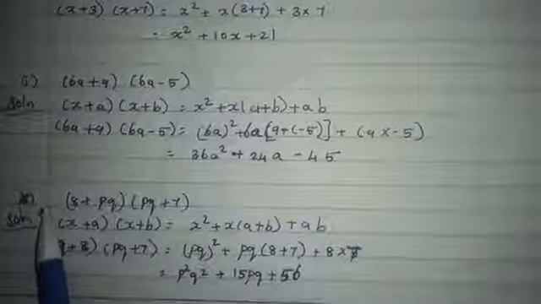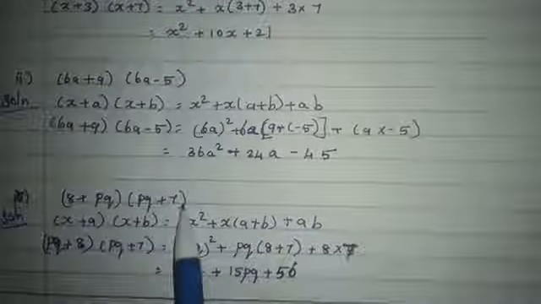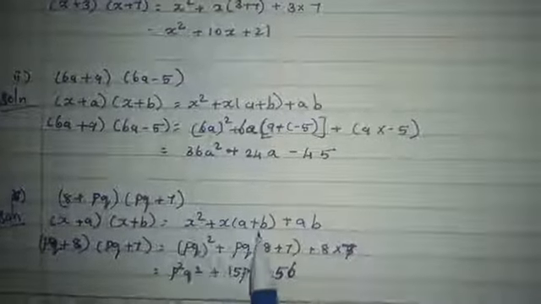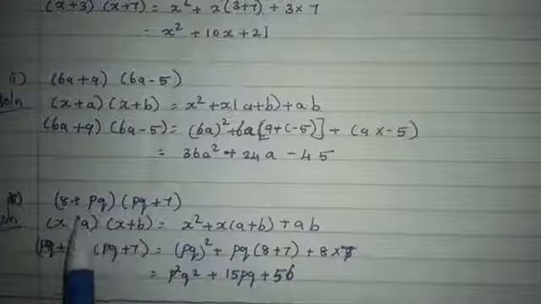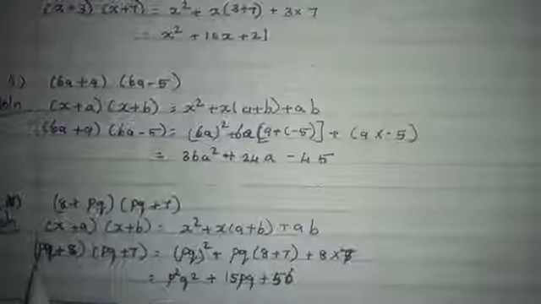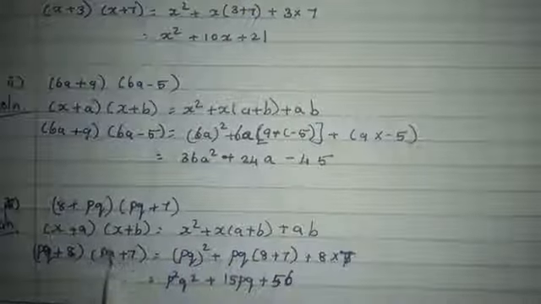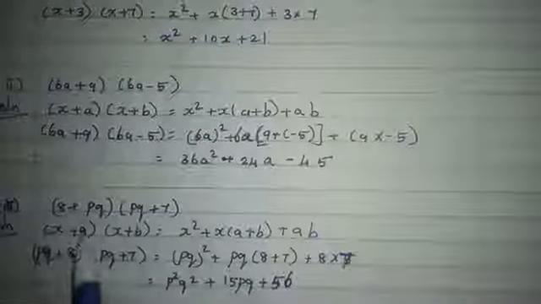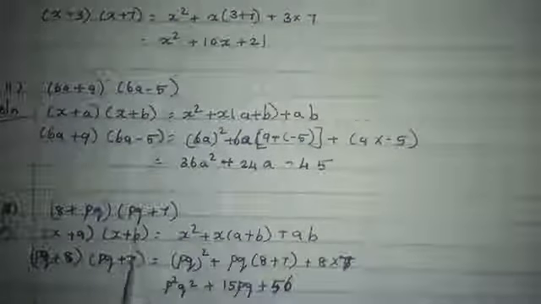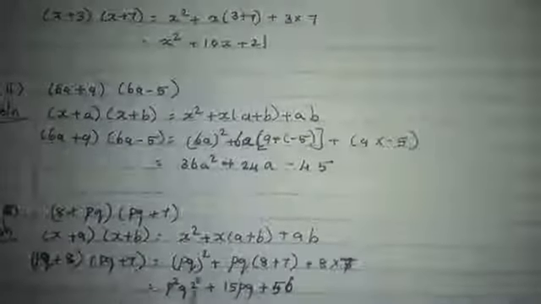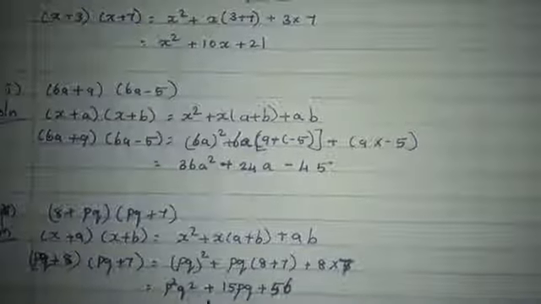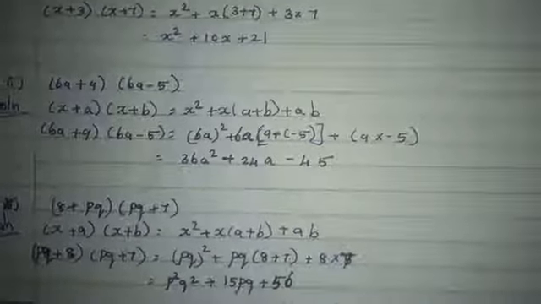Now another sum is (8 + pq)(pq + 7). It is in the form of (x + a)(x + b), which can be written as x² + x(a + b) + ab. We know that addition is commutative. Therefore, 8 + pq can be written as pq + 8, and the other factor is pq + 7. Now it is in the form (x + a)(x + b), where x is equal to pq, a is equal to 8 and b is equal to 7. Substituting in the algebraic identity, we get the product as p²q² + 15pq + 56.